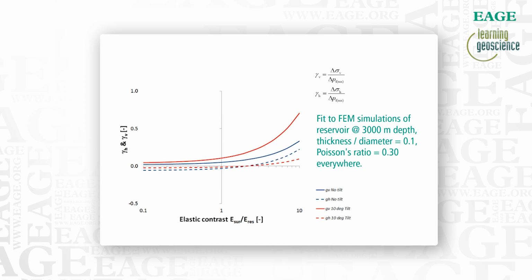In fact, the horizontal gamma becomes positive for about a ratio of 2 between the Young's modulus of the surroundings and the Young's modulus of the reservoir. That means that both horizontal and vertical stress would decrease in such a case, and if that happens, it can have some impact on the ability to drill stable boreholes through the overburden.